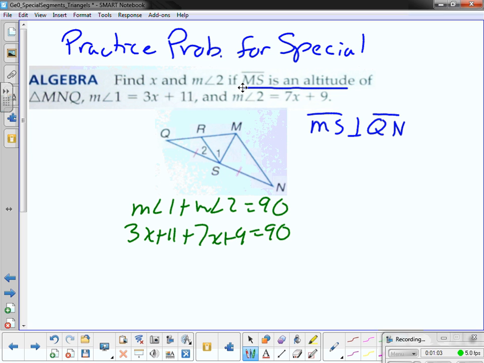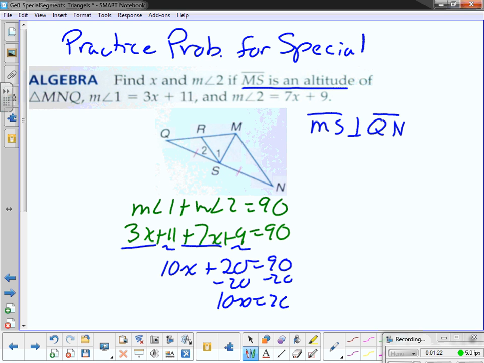So now we're doing the algebra. All my x's are on one side, so I have to combine like terms. I've got a 3x and I have to add 7x. That gives me a 10x. I've got an 11 and a 9. I have to add those. I get a 20. That equals 90. So now I can subtract off the 20. That gives me 10x equals 70. And then I can divide by 10. And that tells me x equals 7.